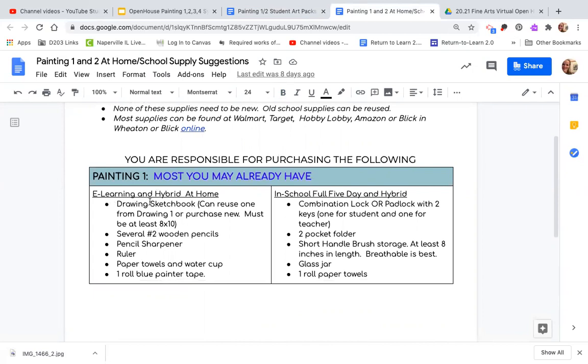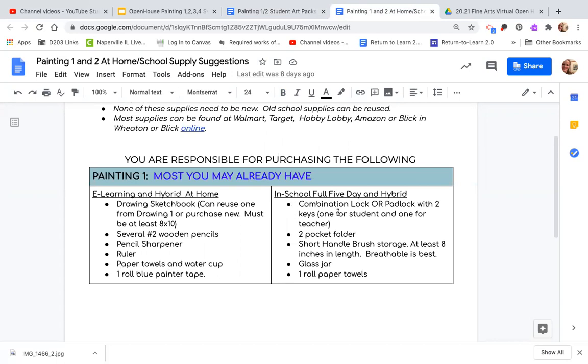They're going to need their sketchbook from Drawing 1. And it should be at least 8 by 10. If they need a new one, they are going to have to purchase one. They just need some number 2 pencils, a pencil sharpener, a ruler. I think I might have included a ruler, but they might need a ruler, paper towels and water cups, and some blue painter's tape would be really helpful for them for masking out their work.